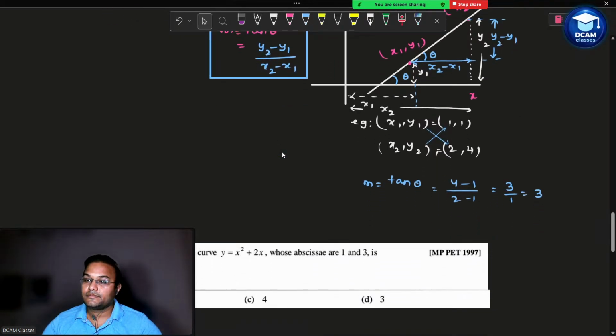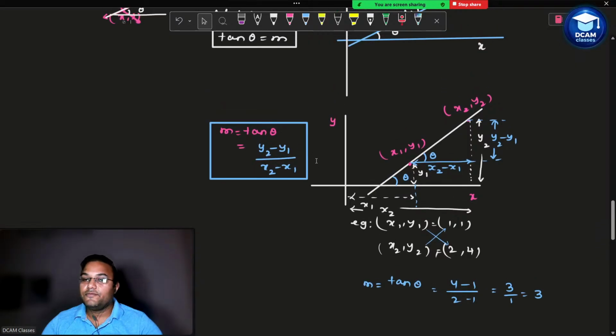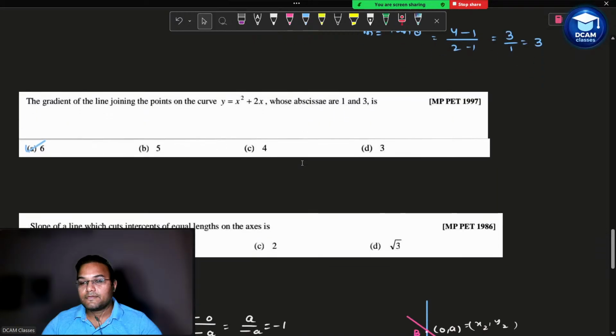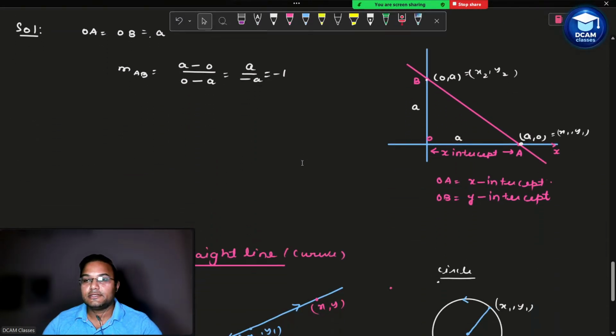Correct? Yes, sir. Up till now, any confusion, or is it overloaded? You got the point now? Yes, sir. Okay. After this, we'll go slow.